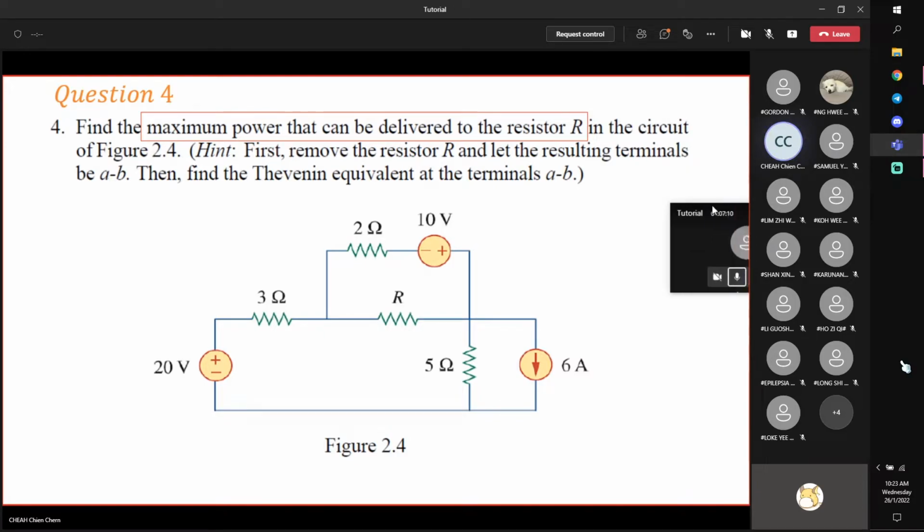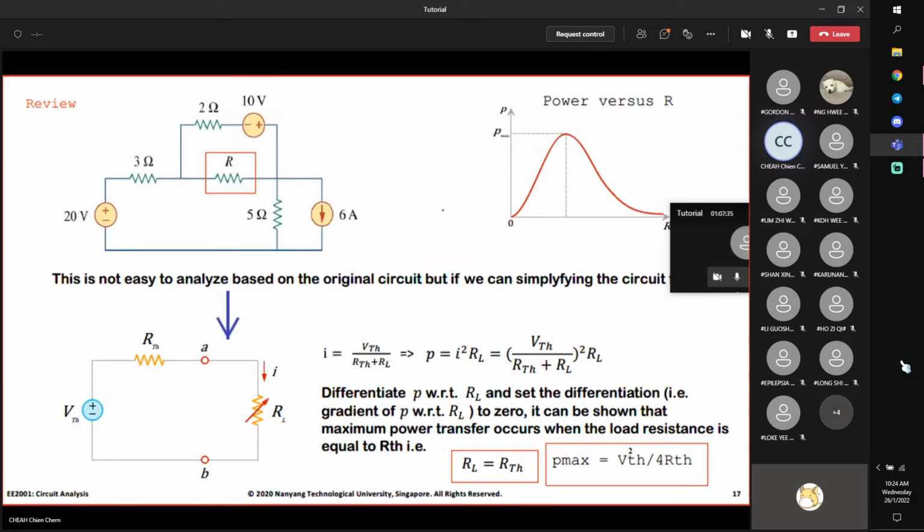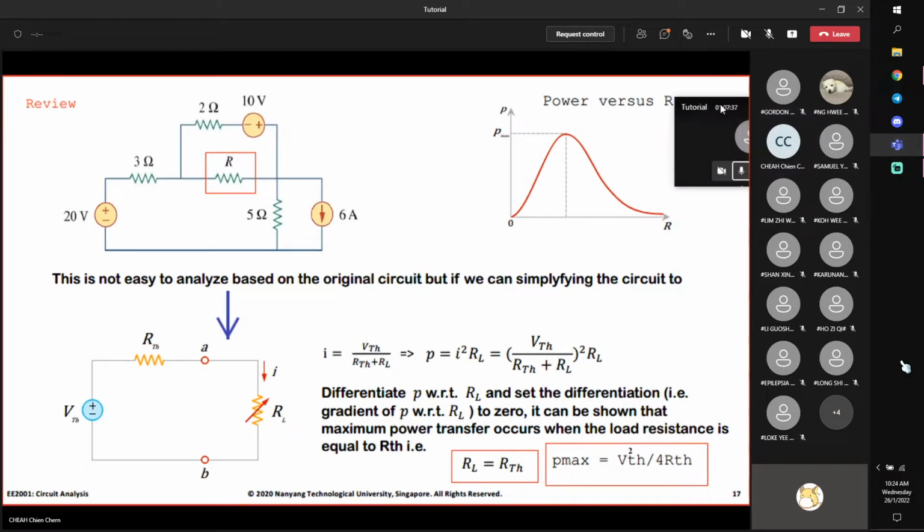Okay, if not, let's move on to question 4. Question 4 is dealing with another tool to simplify the circuits. Just now we have seen source transformations to simplify the circuits into a form which is easier to analyze. This question involves a concept called Thevenin's equivalence. Thevenin's equivalent circuit is just another way of simplifying the circuits. It is especially important in calculating the maximum power.